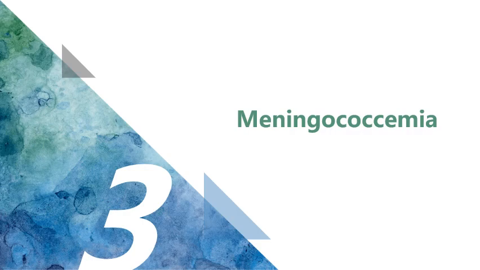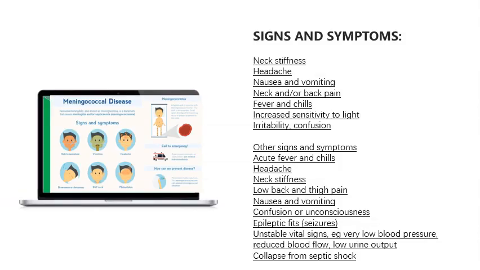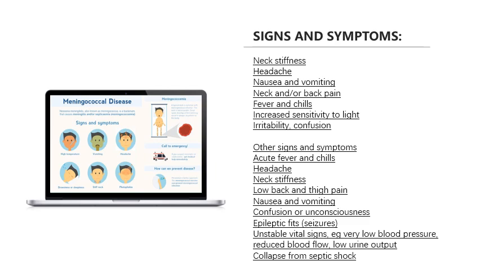Meningococcemia. Meningococcemia is a rare infectious disease characterized by upper respiratory tract infection, fever, skin rashes and lesions, eye and ear problems, and possibly a sudden state of extreme physical depression which may be life-threatening without appropriate medical care. Signs and symptoms: neck stiffness, headache, nausea and vomiting, fever and chills.